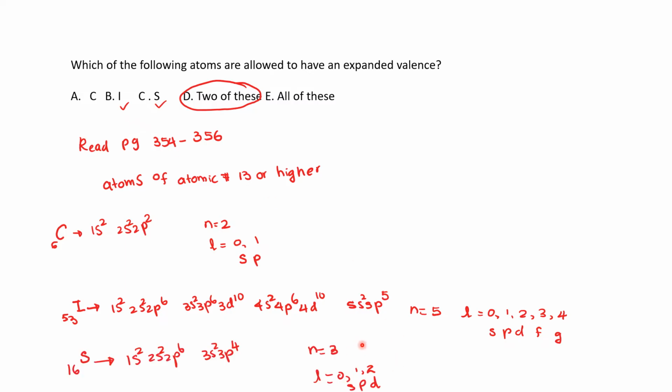So your iodine has expanded valence. And let's go to sulfur. Sulfur is the same, and you will see your valence shell is 3. If n equals 3, you have L values 0, 1, and 2. That means you have d orbitals as well. You can accept extra electrons. That means your sulfur has expanded valence, and your answer is going to be D.